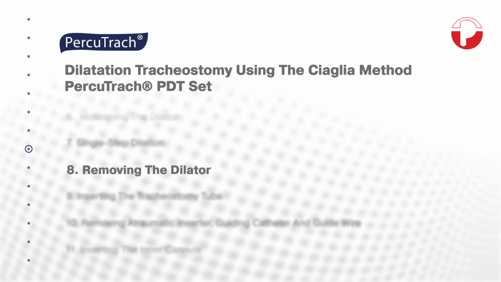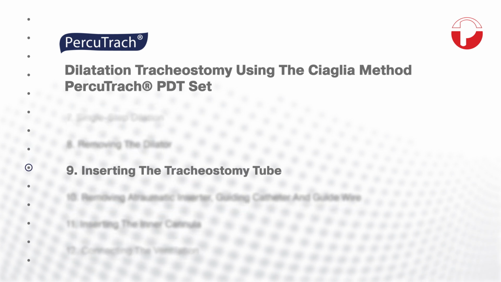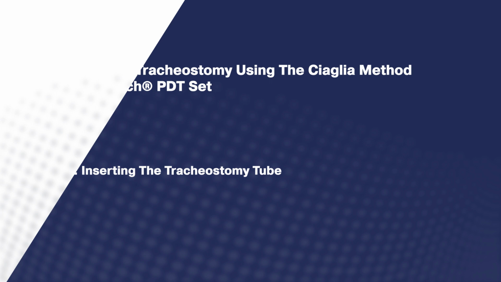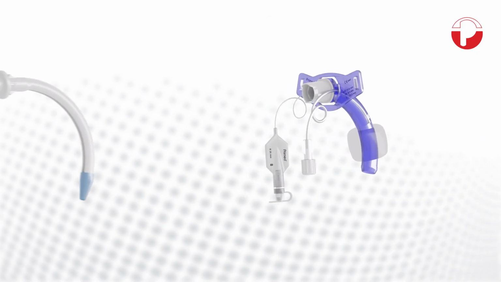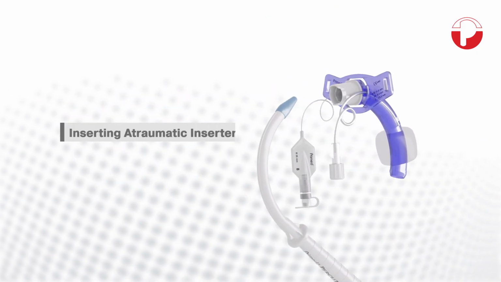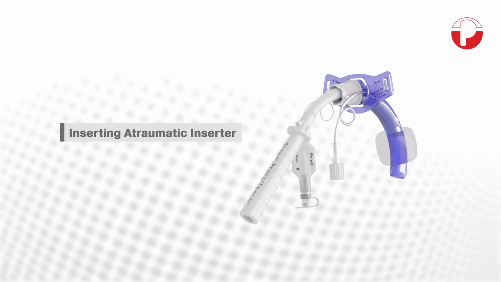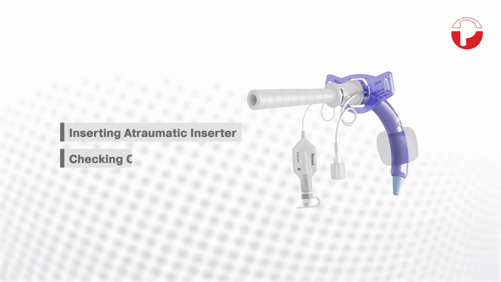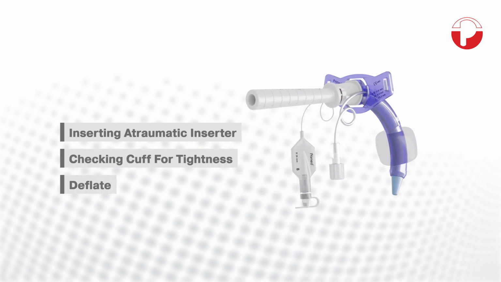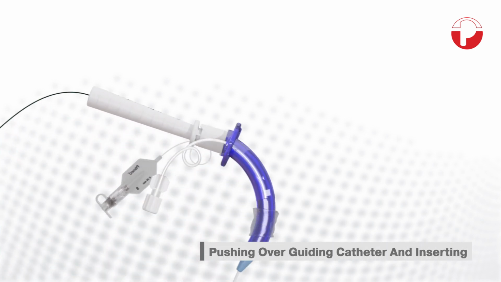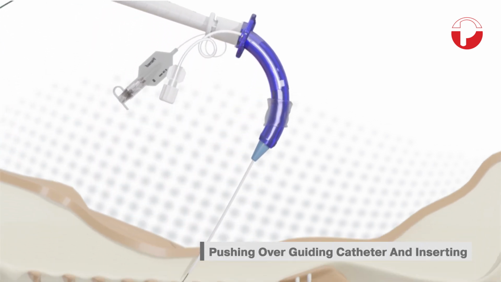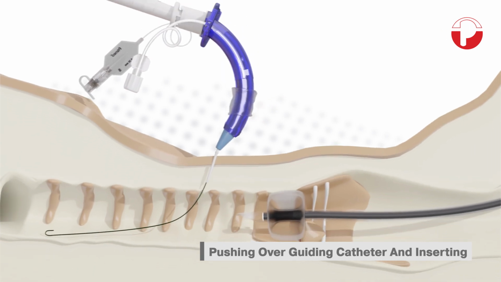Now the corresponding tracheostomy tube can be inserted. To do so, insert the atraumatic inserter into the outer cannula. The cuff, which has been checked for leaks, must be completely deflated and coated with the supplied lubricant to ease insertion. Via the guiding catheter and Seldinger guide wire, which have remained in the opening, the Optima PercuTrach Tracheostomy tube can now be inserted into the trachea using the atraumatic inserter.